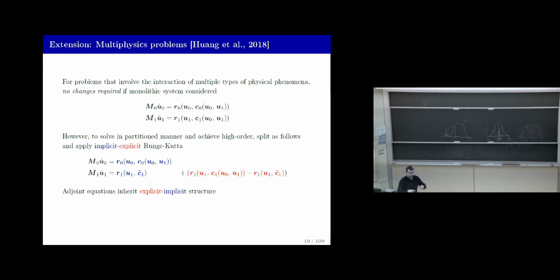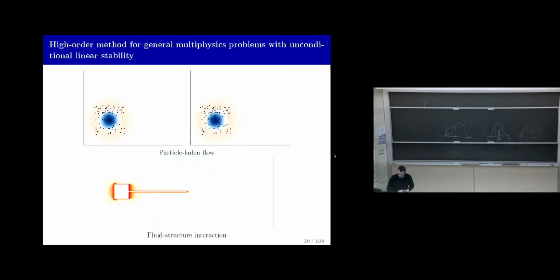And then you can do the whole adjoint derivation that I skipped, but you can do it. It becomes quite messy. But what the adjoints actually inherit is an explicit-implicit structure. Remember, adjoint equations go backwards in time. So if forward you're going implicit-explicit, in adjoint mode you're going explicit-implicit, which is not important, just interesting. So let's solve some problems.